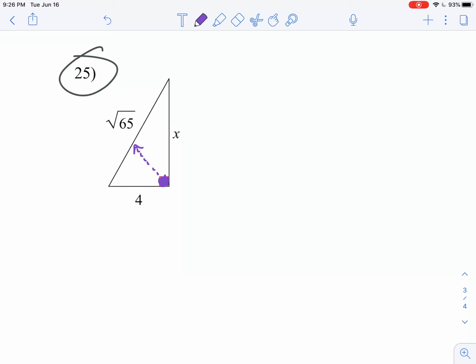So still care where your right angle is. Across from the right angle is still your hypotenuse. But then don't label anything else because the legs don't matter. The Pythagorean theorem is a squared plus b squared equals c squared, where c is the hypotenuse. So I'm going to put in that square root 65 to be squared. A and b will be the x and the 4, and the order of those doesn't matter.